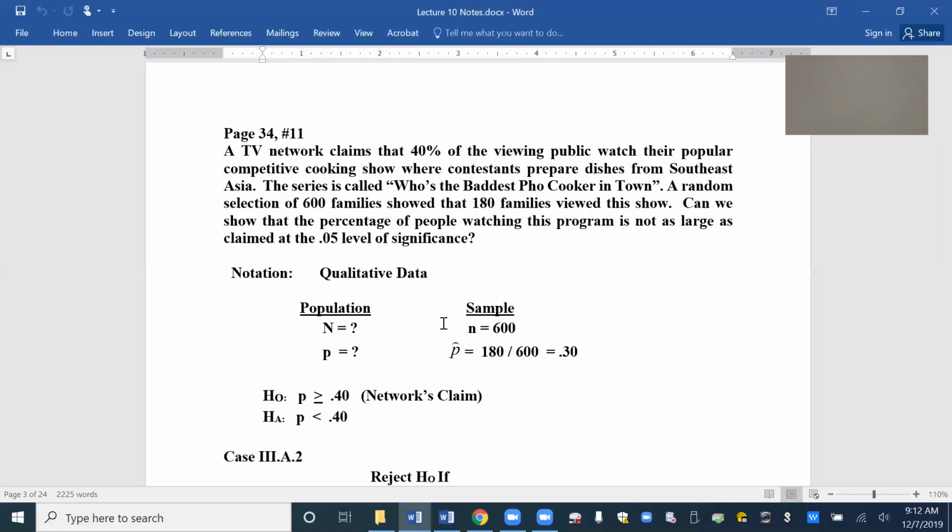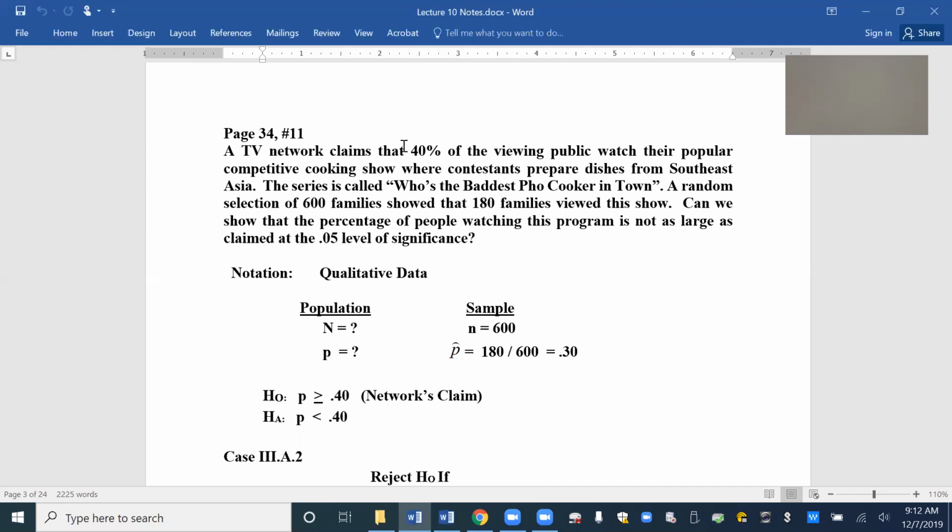Well, maybe we're thinking of advertising some food product on this show, and the amount we pay for that ad is directly proportional to the ratings of the show, how many people are watching. So we think we ought to get a reduced rate because we think they've overstated it. Can you show it's not as large as they claim at the 0.05 level of significance? So we want to be 95% sure they're wrong.